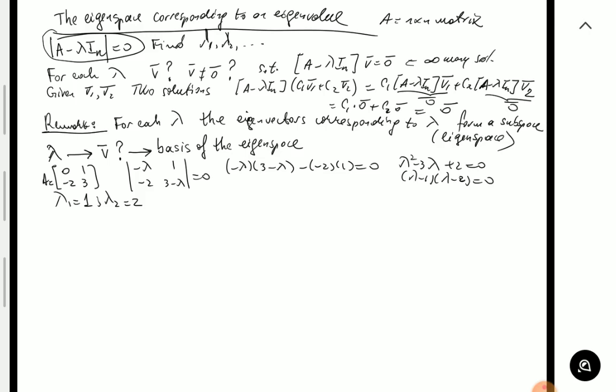So in this case, to give the eigenvector, you just provide a non-zero solution of the following system. Let's start with lambda 1 equals 1. Again, let's formalize it, that's the goal of the discussion right now. Subtract 1 from the main diagonal, so it's minus 1, 1, negative 2, 3 minus 1, which is 2.